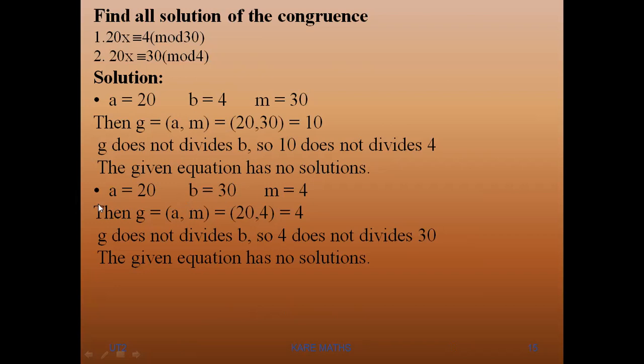Same thing for the second example: A is equal to 20, B is equal to 30, M is equal to 4. Then G is the GCD of A and M, which is GCD of 20 and 4, that is equal to 4. Again, G does not divide B, since 4 does not divide 30. So this equation also has no solution. These are some problems of higher order congruences.